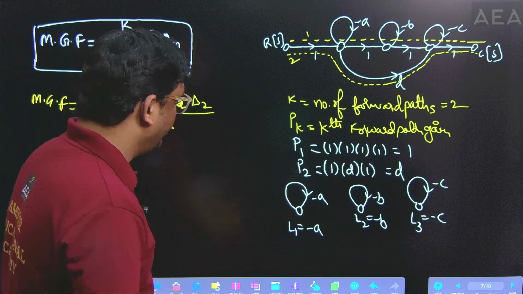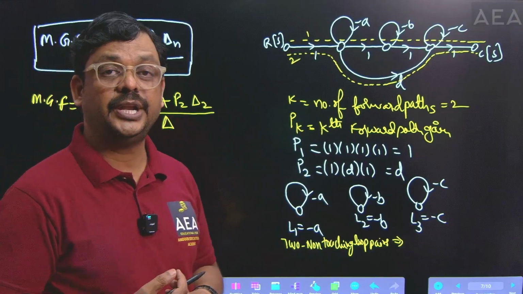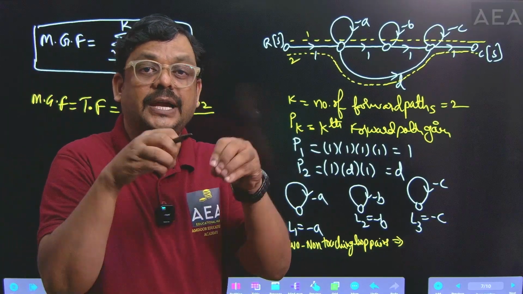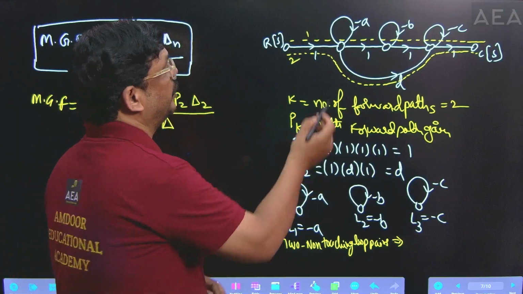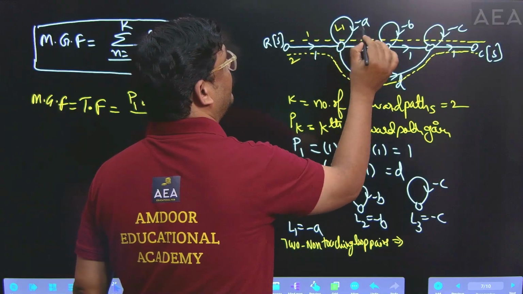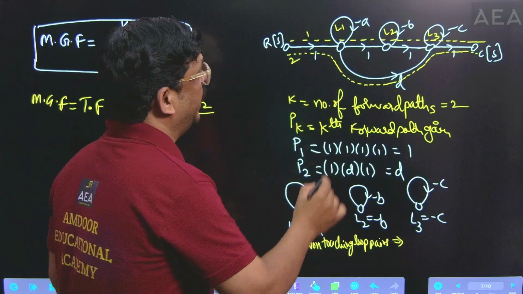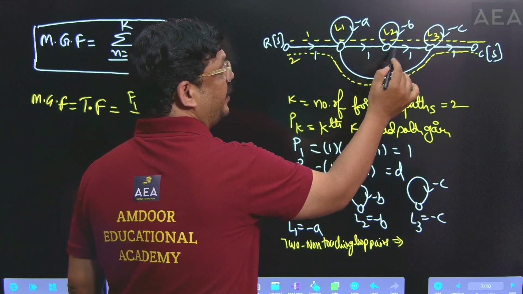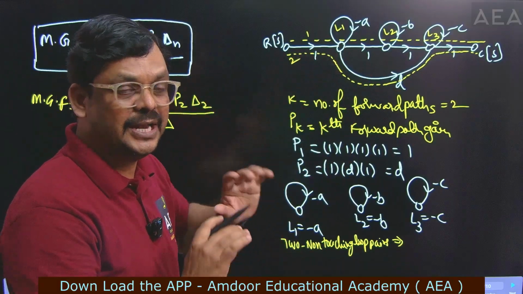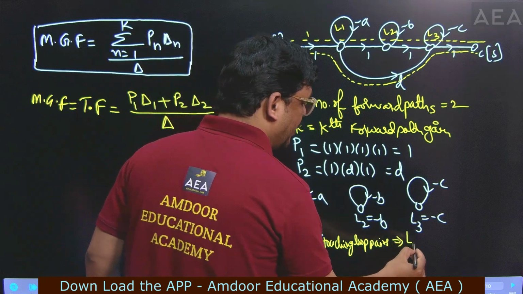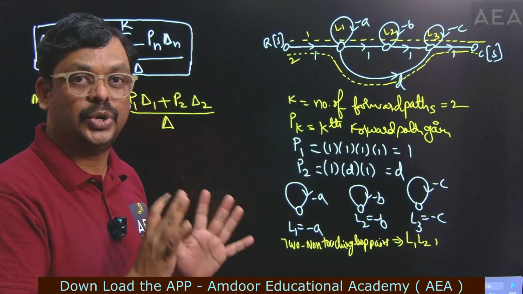From that, I want to find the 2 non-touching loop pairs. What is the meaning of 2 non-touching loop pairs? If 2 loops do not have the same node, then it is called a 2 non-touching loop pair. Go through the first loop and second loop, L1 and L2. For easy understanding, I am writing the names here. L1 loop is defined here and L2 loop is defined here. There is no common node for these 2 loops. That's why one pair is L1, L2, acting as 2 non-touching loops.